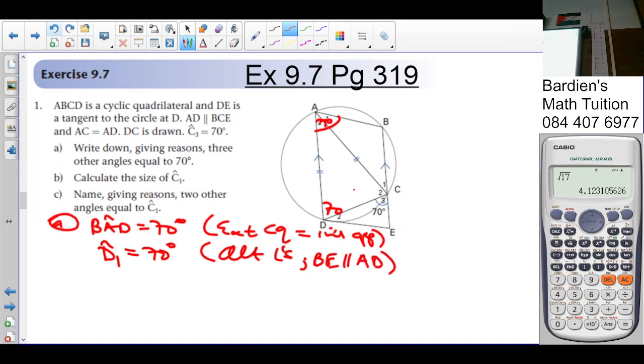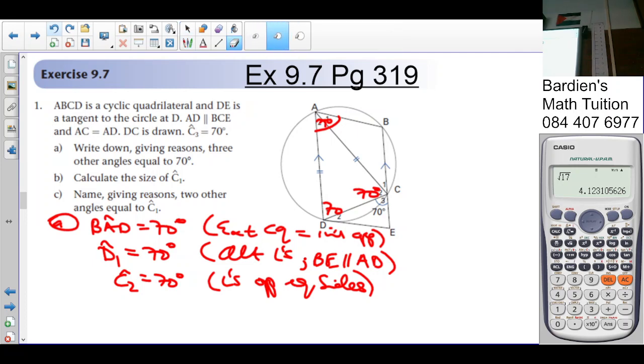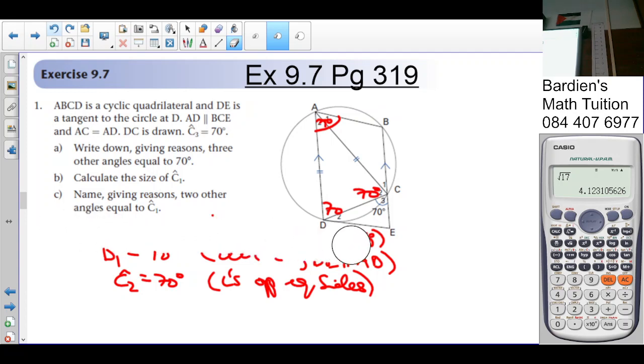Then C2 is also 70. Why? Angles opposite equal sides. Okay. So there I got three angles equal to 70. Okay. So since that is on the diagram, I'm going to take this off so that I can keep the diagram in focus. Okay.